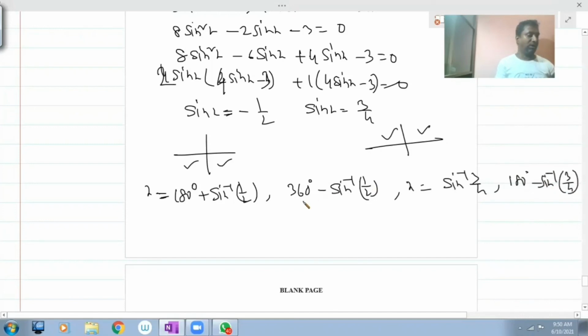Now if we simplify all this, we will have x equals 48.6 degree and 131.4 degree, 210 degree and 330 degree. This is the final answer.